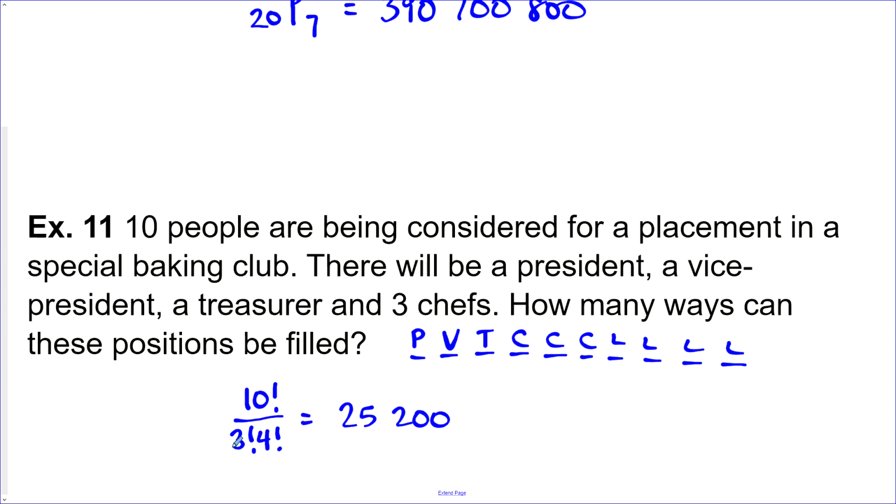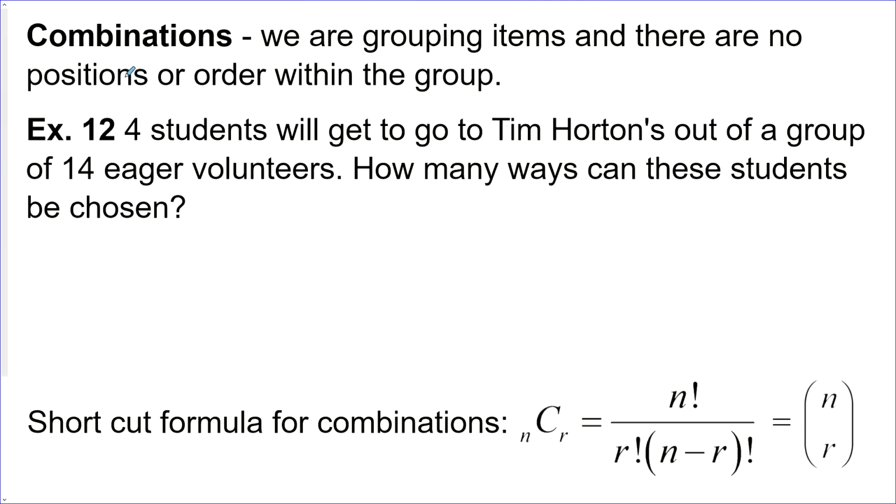And that's why we started doing them this way, so you'd never struggle or get stuck when confronted with this question. The second type of question we're going to be looking at are called combinations. That's when we're grouping items and there's no position or order within the group. It'd be like this example here. We've got 4 students who will get to go to Tim Hortons out of a group of 14 eager volunteers. How many ways can these students be chosen?